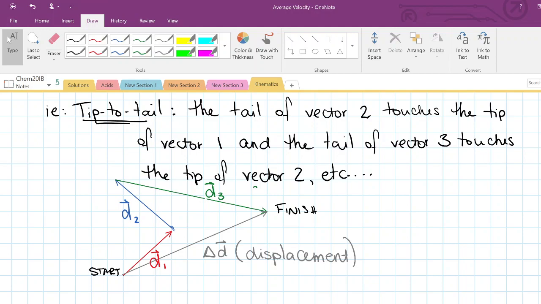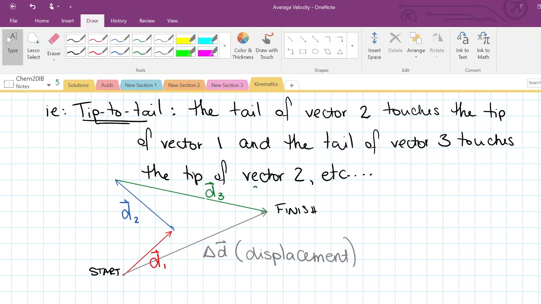Okay. Now, the tip-to-tail method that I was mentioning above is a method that we use to draw vector diagrams. And the gist of it is that the tail of the subsequent arrow always touches the tip of the previous arrow. So I have the tail of vector 2 touches the tip of vector 1. The tail of vector 3 touches the tip of vector 2. So if I was to draw a vector diagram, here's my starting point. This particular person or object or whatever displaces itself in this direction, right?